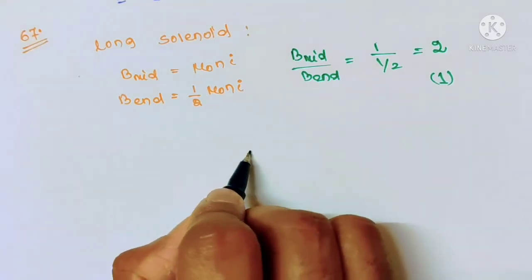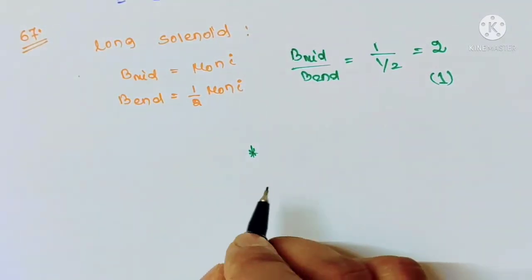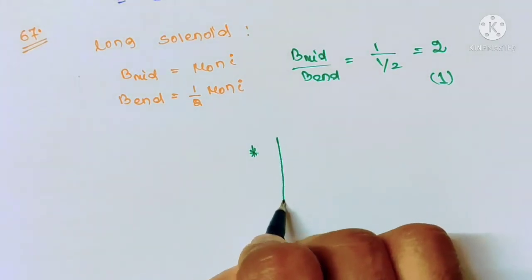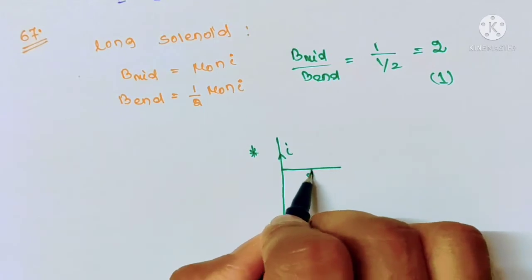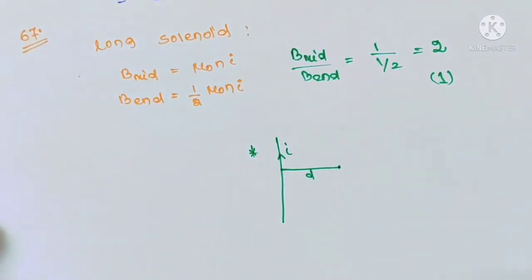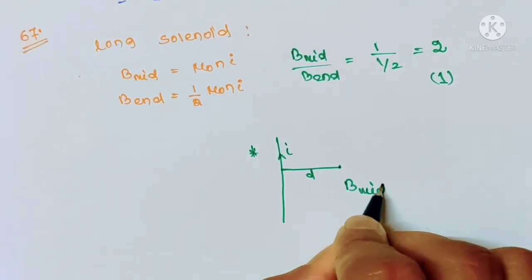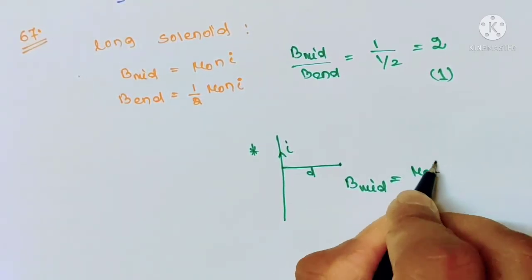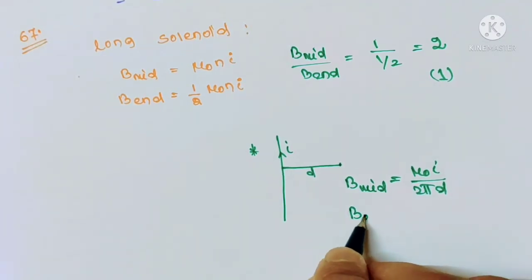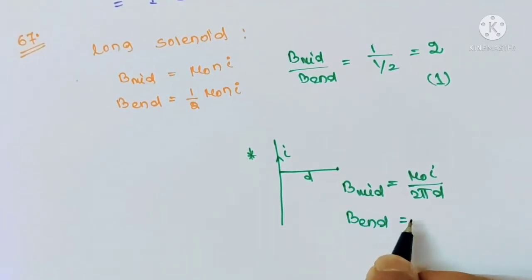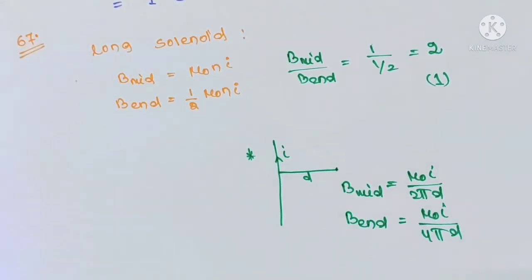Here you should remember the magnetic field for a straight wire also. Let current I be flowing, and we are calculating at a distance d. Here magnetic field at midpoint is mu naught I by 2 pi d, and magnetic field at the end point is mu naught I by 4 pi d.